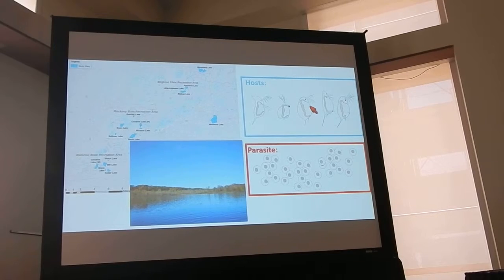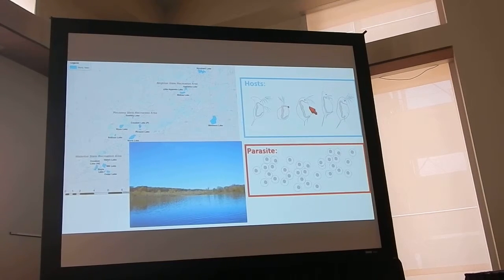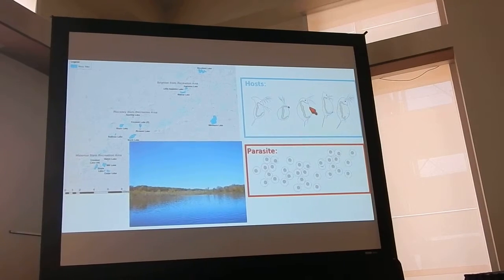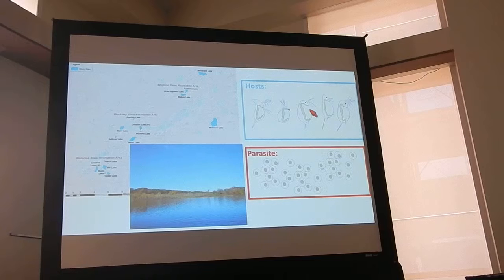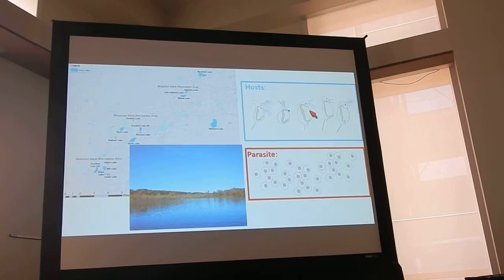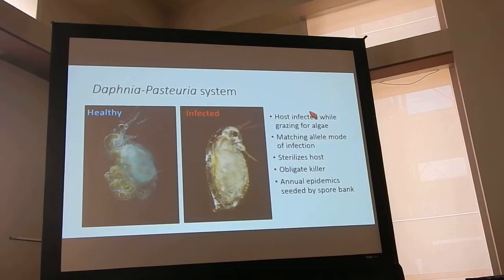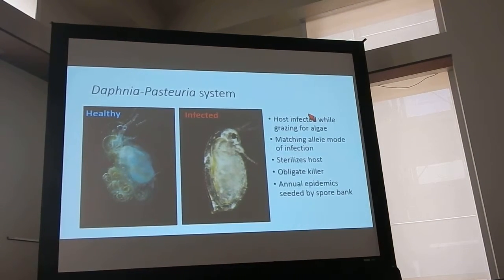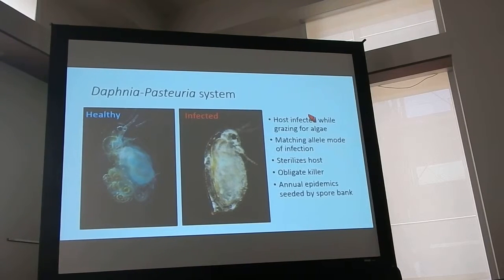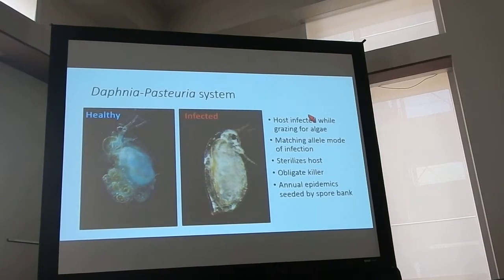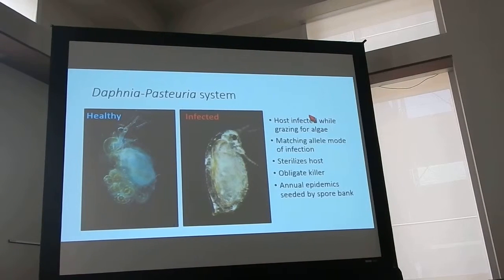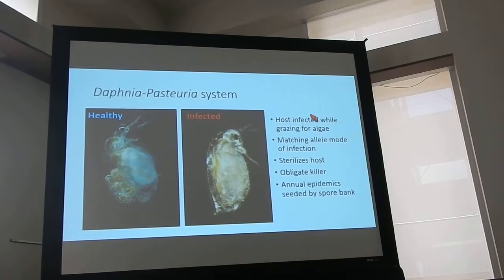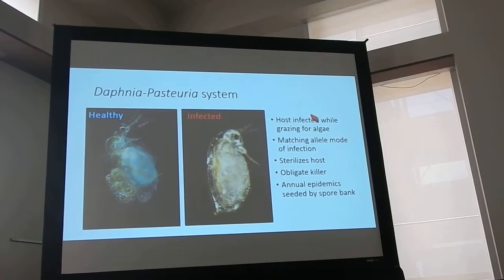So in a given lake, we could have a pool of parasites that can all infect the host species that are found in that lake, or we might have a pool of parasites that's composed of cryptic parasite species that each has their own host that it infects. So a little bit more about transmission of this parasite. Daphnia graze for their algal food. As they're eating, they're going to come in contact with spores of the parasite. The parasite infects via the matching alleles model. So that means that a given host genotype must match the parasite genotype for that parasite to infect.